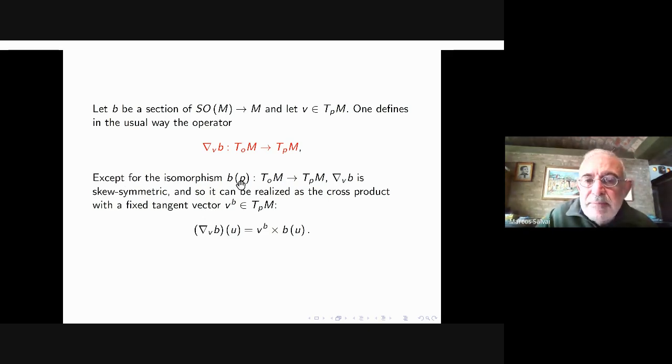Except for the isomorphisms BP, given the frame, nabla B is skew symmetric. One can think of it as a skew symmetric map here in TPM, and so it can be realized as the cross product. I think that answers your question, maybe. You have rotations, you have orthonormal frame bundles. A derivative is something skew symmetric, as you know. Nabla BB is skew symmetric, so it can be realized as the cross product with a fixed tangent vector BB.